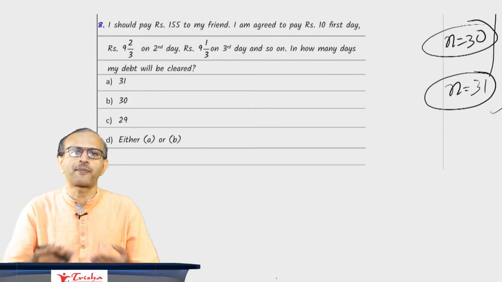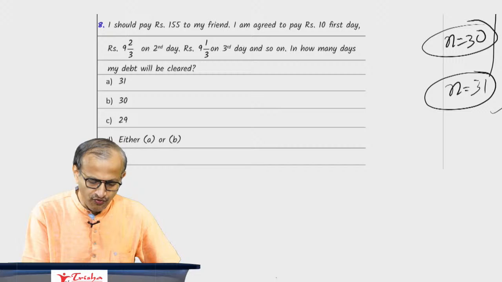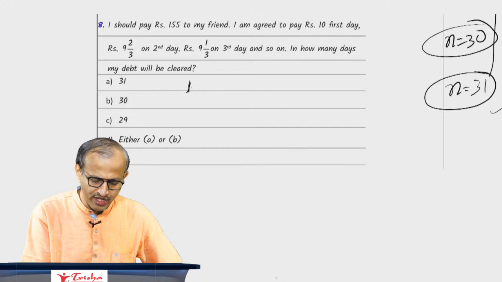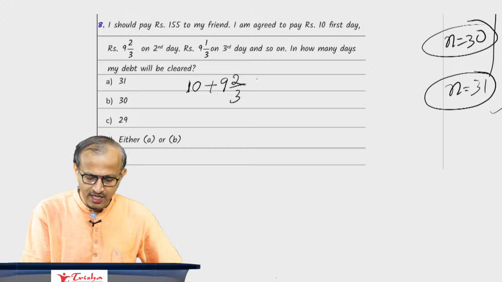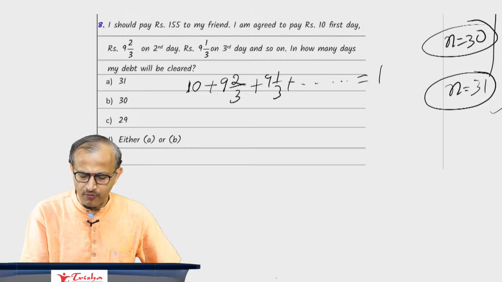This is just how the application question comes. So I have borrowed from my friend. The first day I will pay 10. Next I will pay 9 2/3, 9 1/3. So in how many days will I pay that debt or loan of 155?